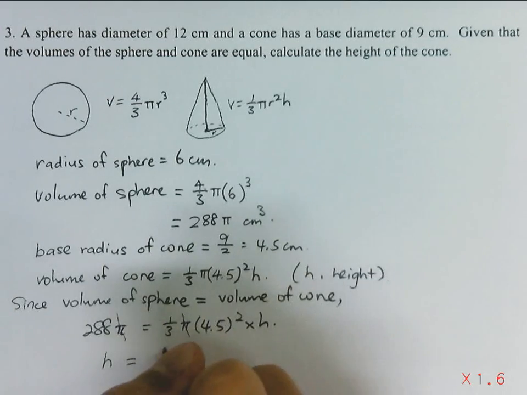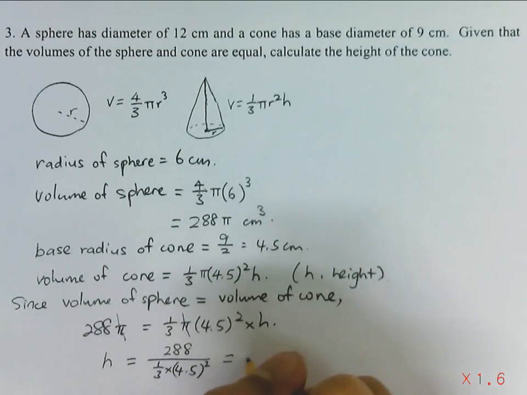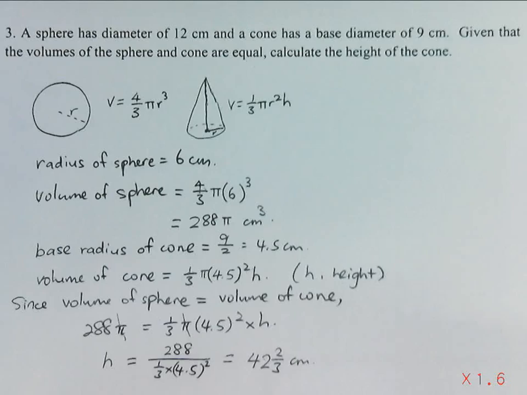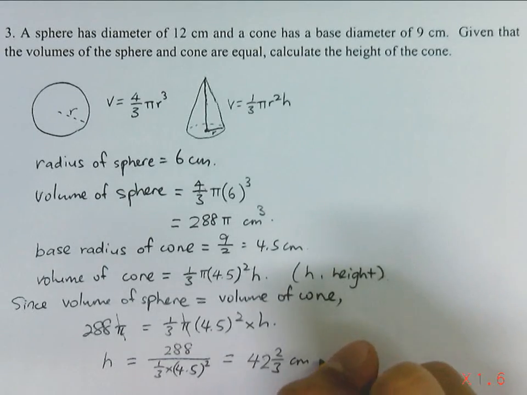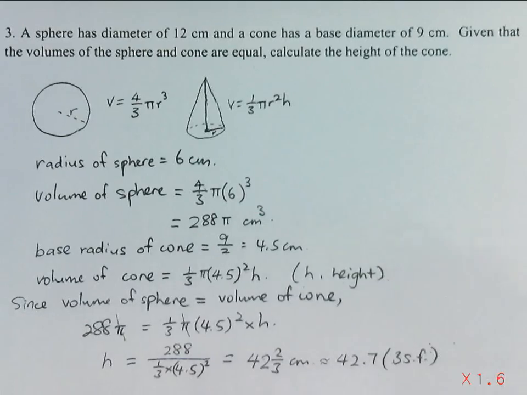On the other side, we will have 288 over 1/3 times 4.5 squared. Now this gives us an exact number, which is 42 and 2/3 cm for the height. Depending on the answer, if it's in 3SF, you have to give it as 42.7, and always write down the degree of accuracy and units.